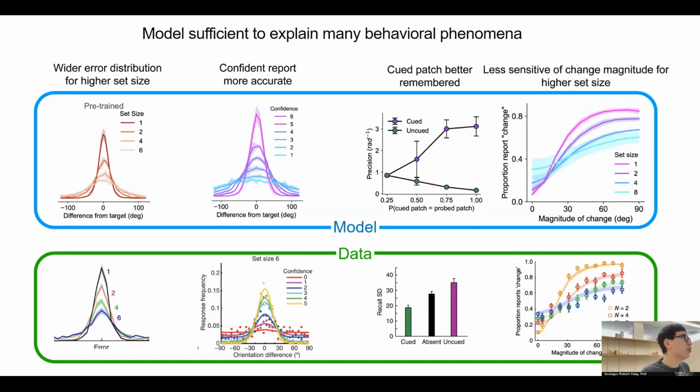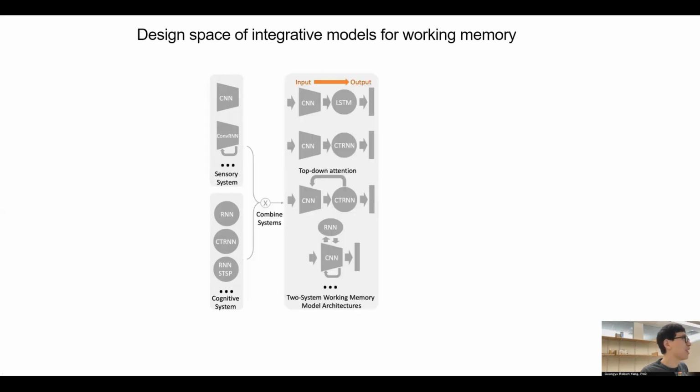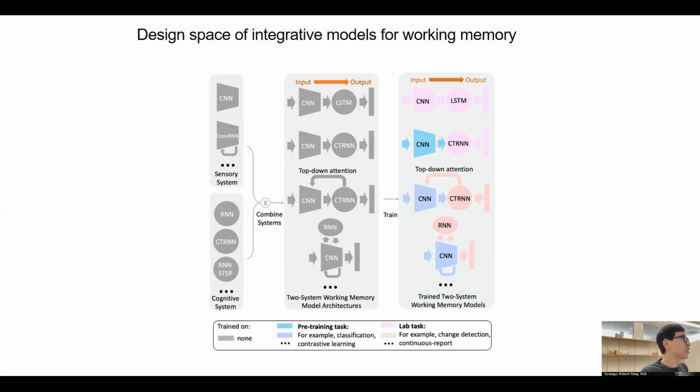Okay, so I hope this convinced you that it's important to look at multi-system networks, but multi-system networks are hard, right? And I'll tell you why. So first, there are many different ways to build your sensory system, right? And there are many different ways to build your cognitive system. But then you have more complexity trying to put them together. And this is just the architecture.